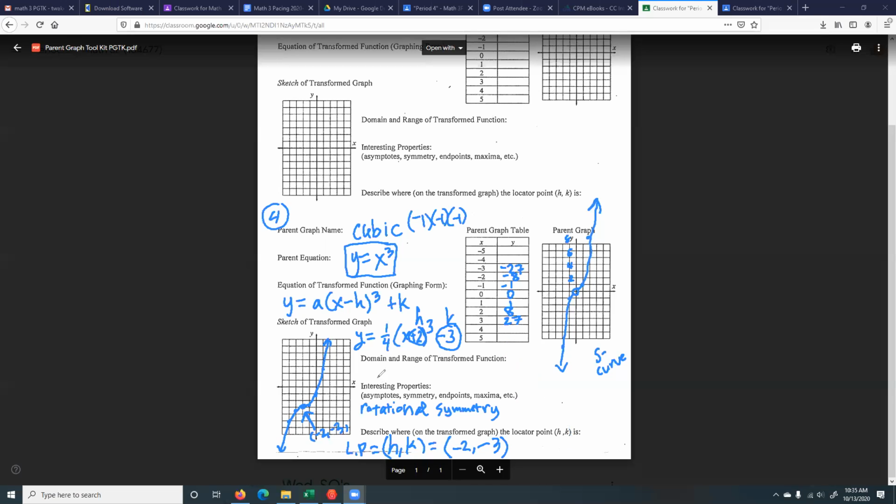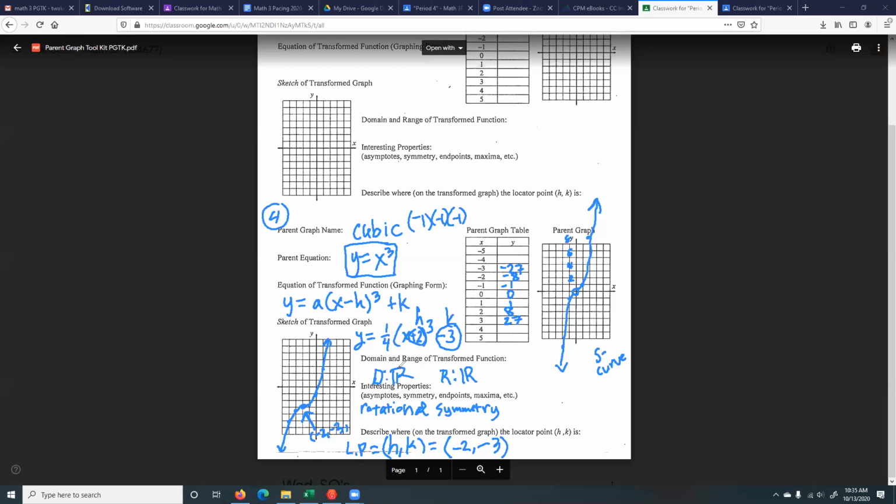Okay, domain, same, all real numbers because it goes on forever to the right and forever to the left. Range is also all real numbers because it goes up forever and it goes down forever. So that's an easy domain and range for the cubic. Okay, so this is how you transform a cubic equation. This is the parent graph. This is the transformed function. And that's how you move it around and stretch it. And this has a vertical compression because of the 1/4.